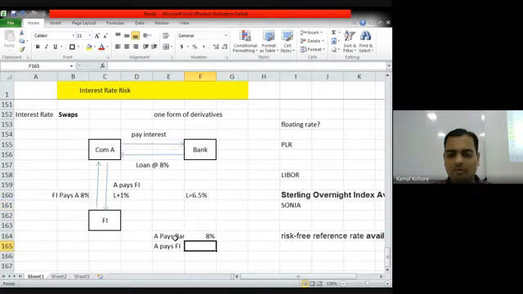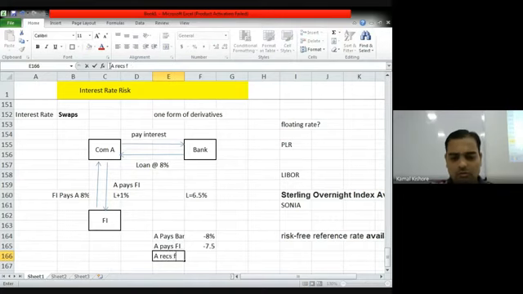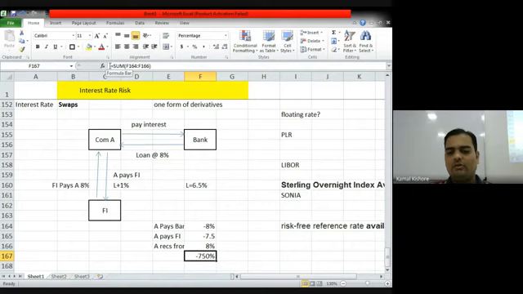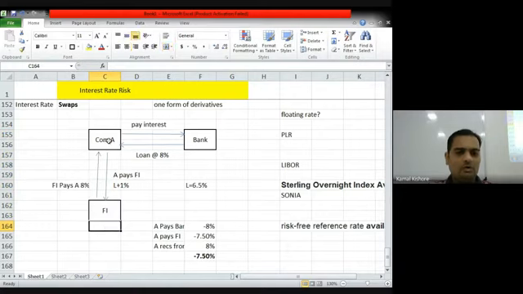So A pays FI how much? 7.5%. A pays bank 8%. So A receives from FI 8%. So the net is 7.5%, because of this arrangement. This is called an interest rate swap.